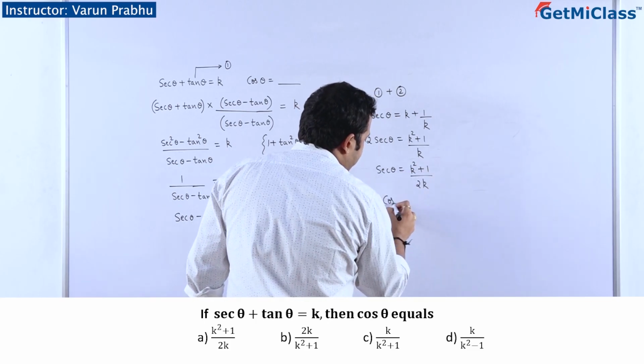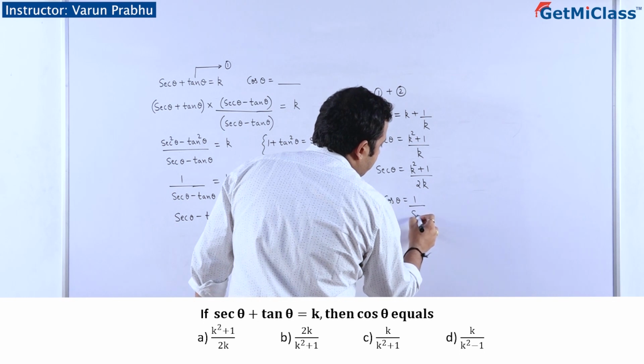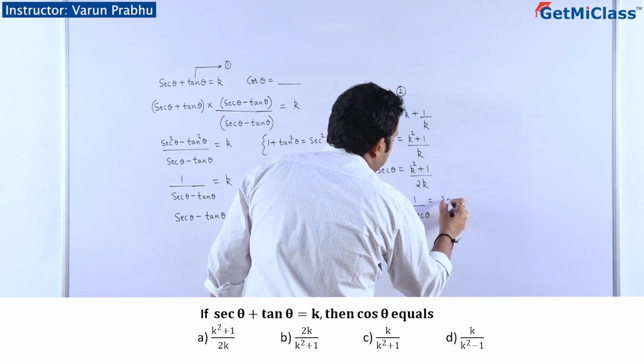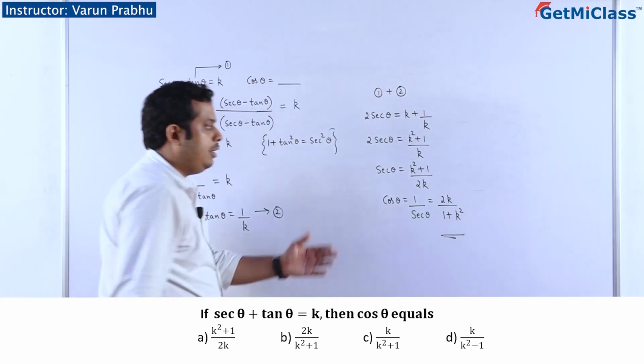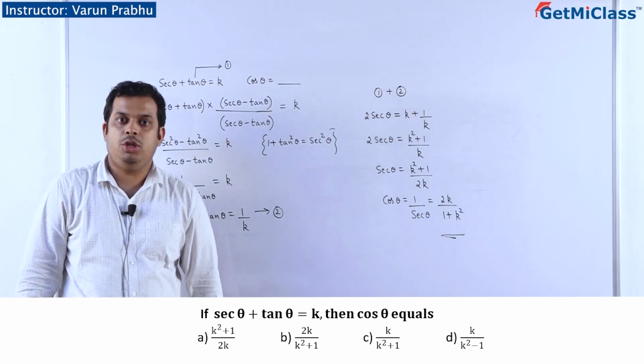So what is your value of cos theta? It is equal to the reciprocal of secant theta, which is equal to 2k divided by 1 plus k squared, or 2k divided by k squared plus 1, whatever is seen in the option is the answer.